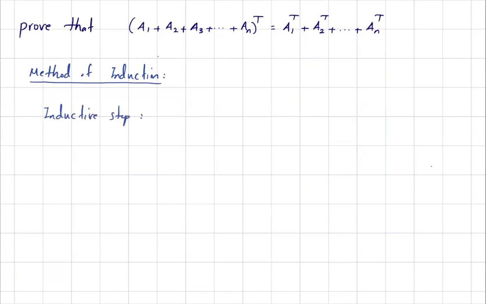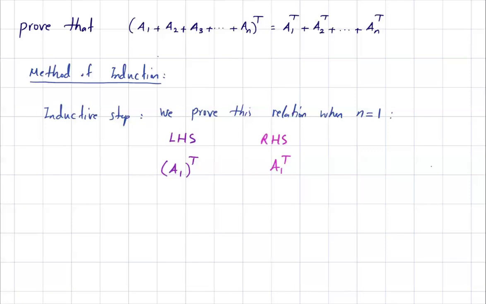In the inductive step, we prove this relation when n is equal to 1. What do you have on the left-hand side? On the left-hand side, we have parentheses A1 transpose. What do you have on the right-hand side? On the right-hand side, you have A1 transpose. I'm leaving the parentheses here. But parentheses doesn't change the fact that you're finding the transpose of the matrix, and these two must be equal to each other. So we don't have any issue with the inductive step.